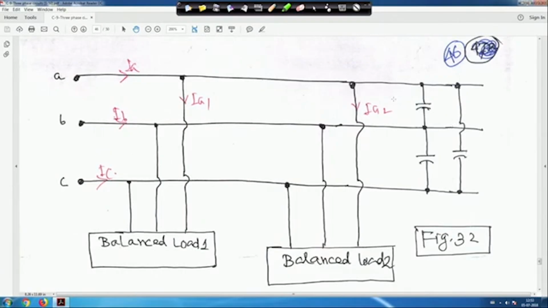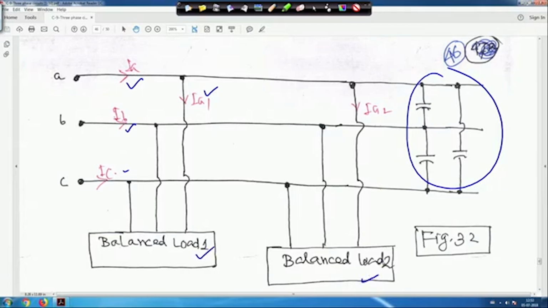So the question is that this is my current IA, and this is IB. This IA, some part is going to IA1 and some to IA2. This we will see later. And this is balanced load 1, balanced load 2.